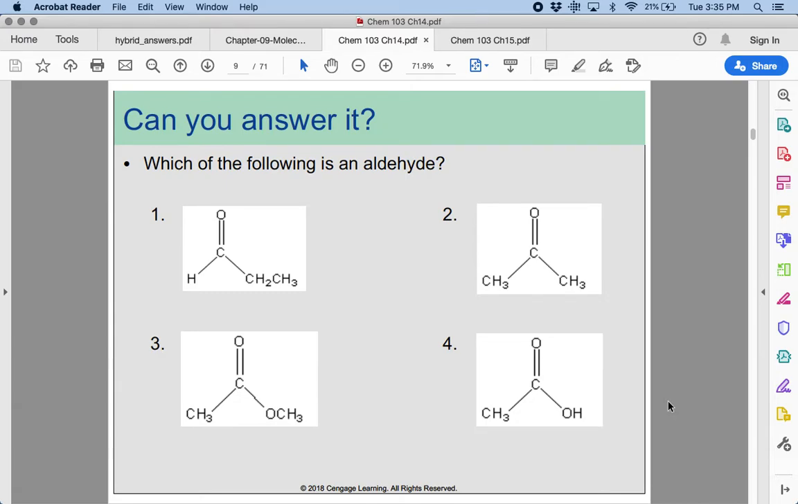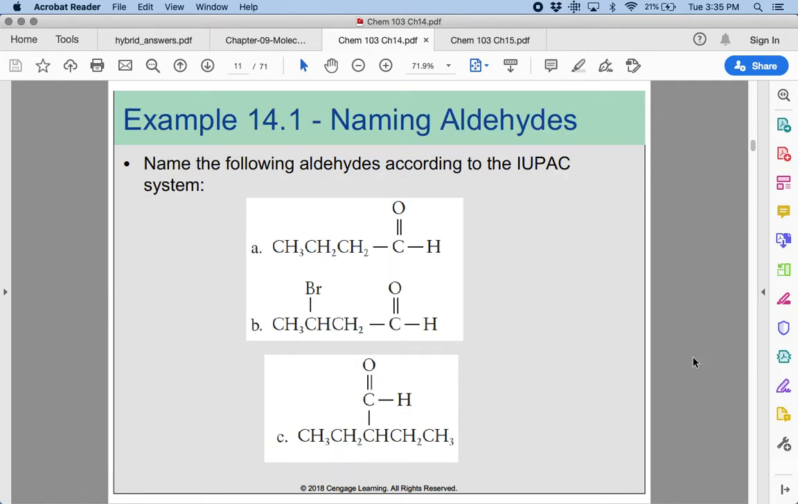So which of the following can be described as an aldehyde? This is the only one that's an aldehyde. This is a ketone-like structure. This is an ether, or actually this is an ester, we'll learn, and then this is a carboxylic acid. So we'll learn more about some of these as we get going, but this is the one that is an aldehyde because of that hydrogen.